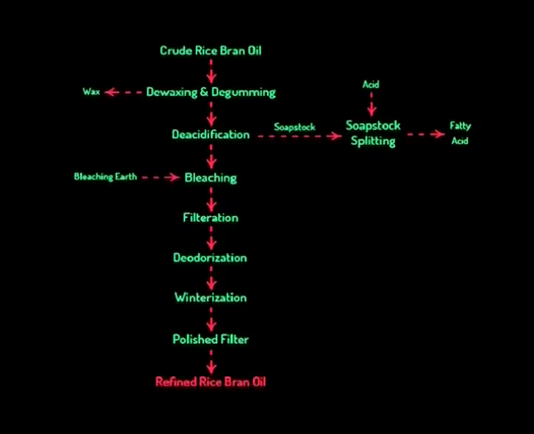The various steps involved in the refining are as follows in the flow chart. Crude rice bran oil, followed by dewaxing and degumming, then deacidification, next bleaching, next step is filtration, the next step is deodorization, which is then followed by the next step, that is winterization. Next step is polished filter and the last step is refined rice bran oil.